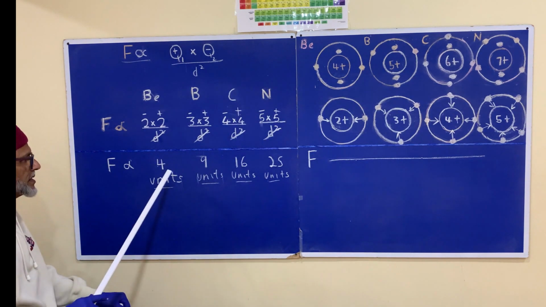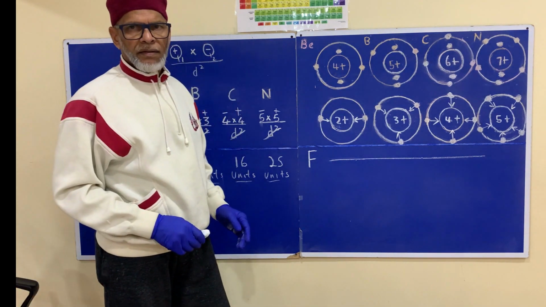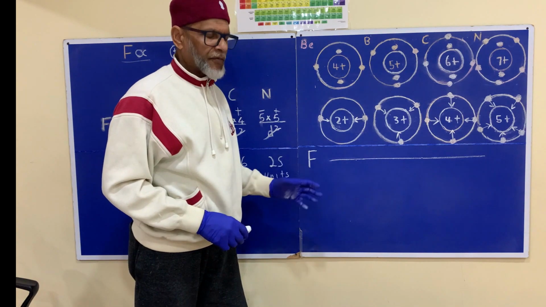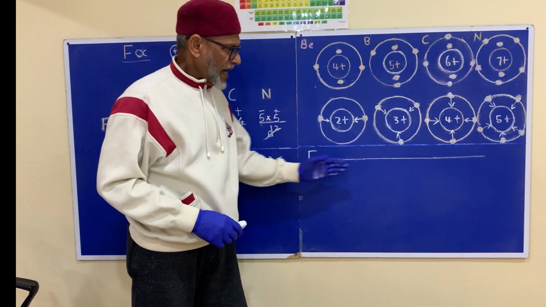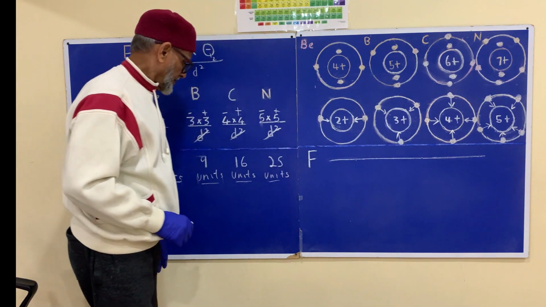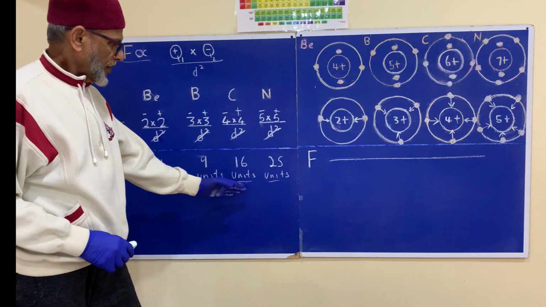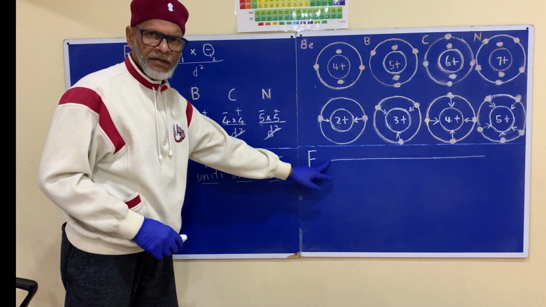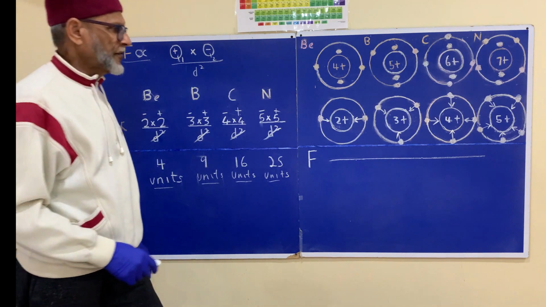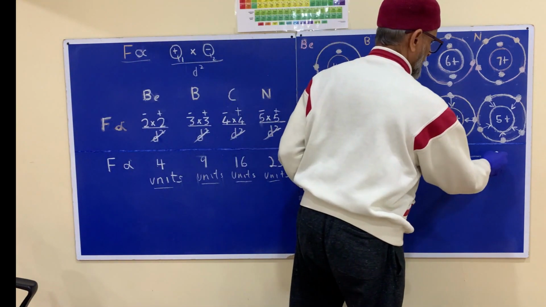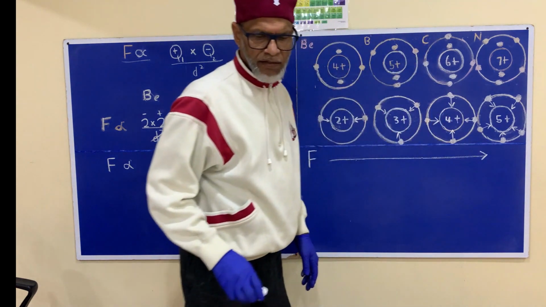Based on these results, in which direction do you think the force of the nuclei on the outer electrons will get bigger? In that direction or in this direction? Obviously, when you look at these forces, you can see that beryllium will have the least force and nitrogen will have the greatest force. Therefore, the force of attraction of the nuclei on their outer electrons will increase in that direction.